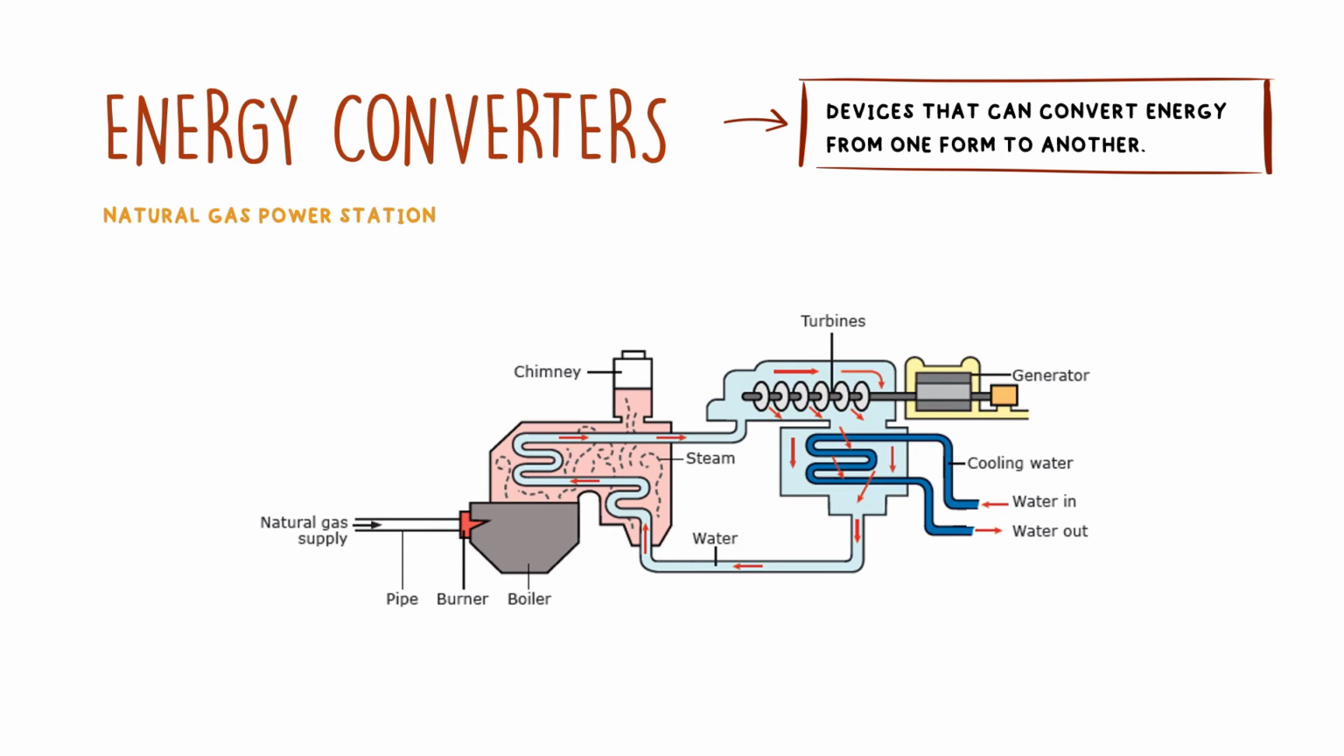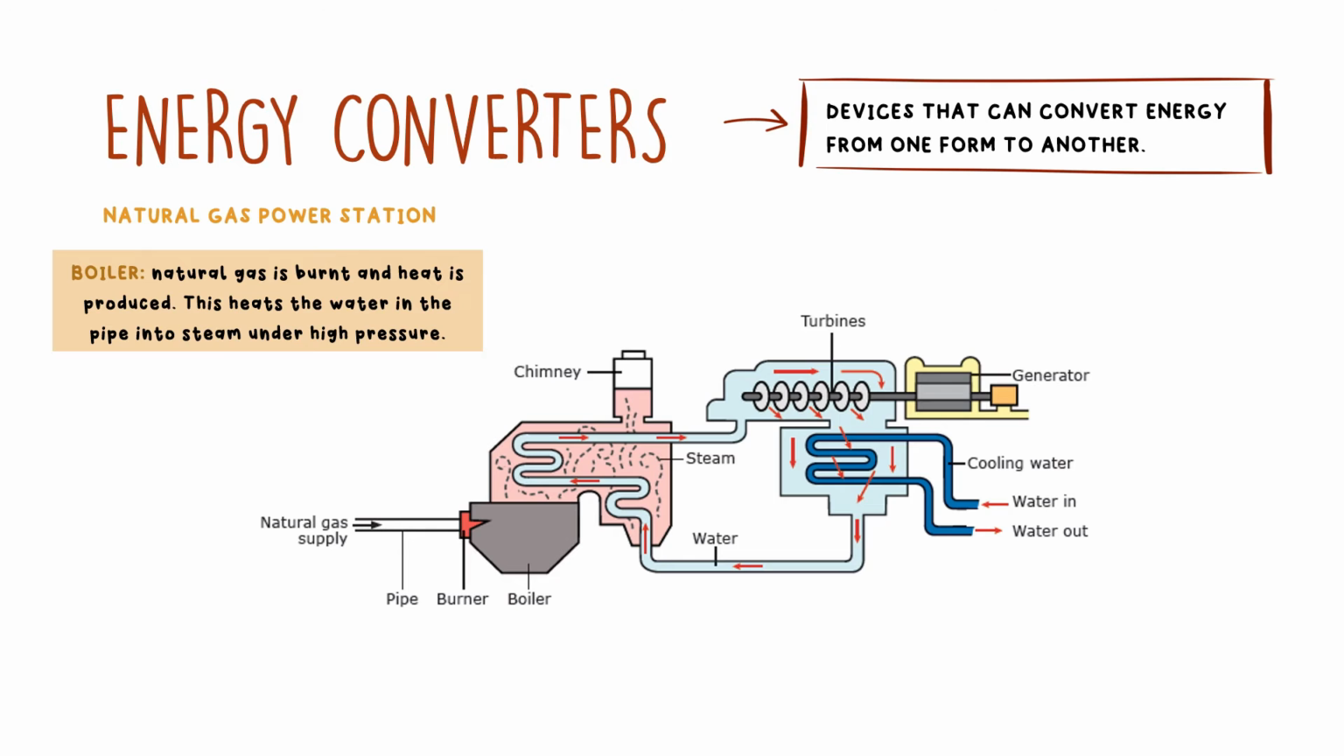The following diagram shows the series of energy changes that take place in a gas power station before electricity is produced. In the boiler, natural gas is burnt and heat is produced. This heats the water in the pipe into steam under high pressure. Therefore, chemical potential energy of natural gas is converted into heat energy of steam.